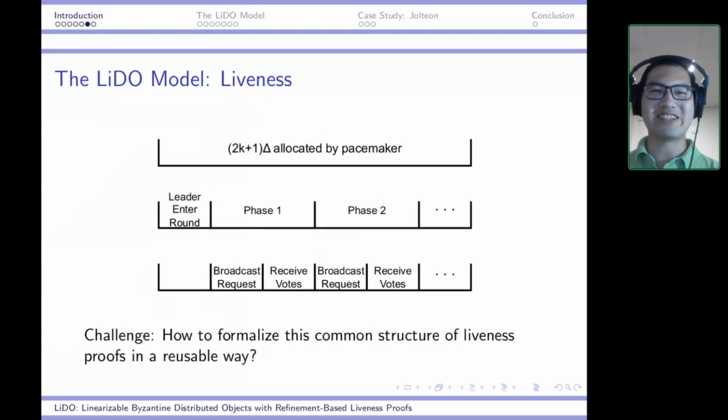We also support proving liveness by refinement. We observe that in many of these SMR protocols, liveness reasoning also follows a very general pattern where the pacemaker allocates a fixed amount of time to each round. And within each round, it's divided into several events, including making the leader enter the round and then executing a number of phases. And if each phase succeeds, it's guaranteed to commit at least one method.